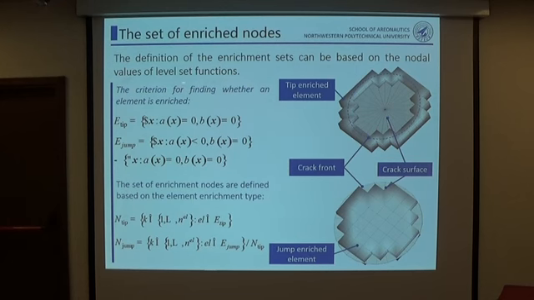The definition of the enrichment sets can be based on the nodal values of the level set functions. These two are the criteria for finding whether an element is enriched, which means if an element is intersected by the crack front, it will be tip enriched, and if an element is fully cut by the crack surface, it will be jump enriched. Then the set of enrichment nodes is defined based on the element enrichment type.